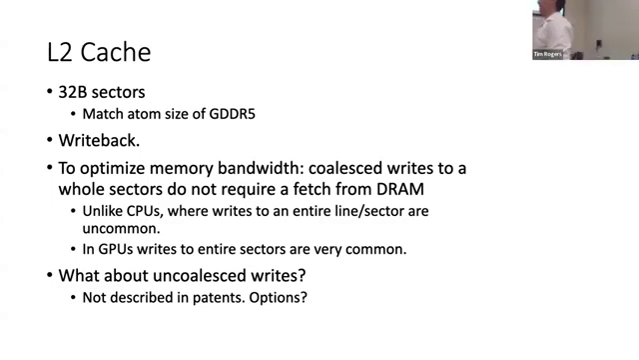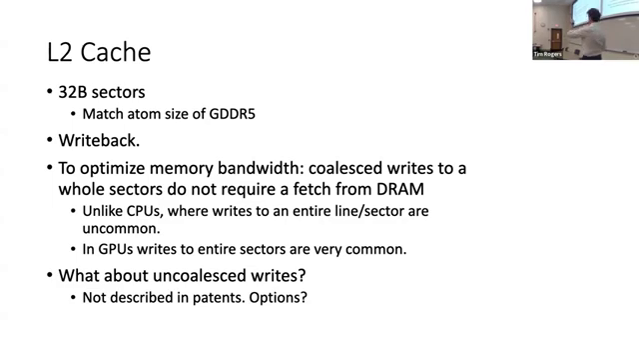Uncoalesced writes are a lot more challenging. Again, uncoalesced write means that I'm only writing to a fraction of the sector. The default thing to do in a CPU is to fetch the sector, so the sector is valid, and then write to it. But there's some evidence that they don't do that, that they may just have partially valid sectors that you really can't hit on. Because the pattern of writing to something and then reading from it in the same GPU kernel is very rare.